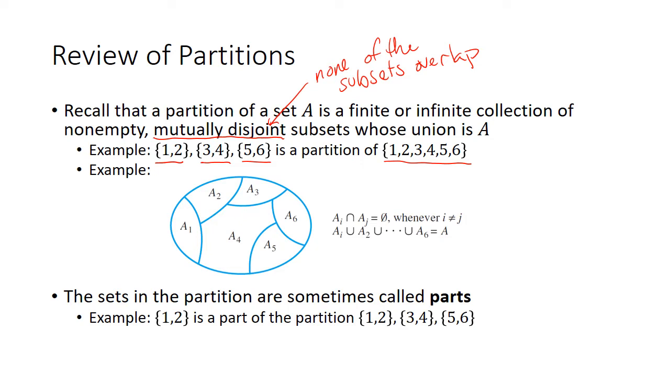Visually, if you want to picture it, this whole big set here would be A, and we've partitioned it into smaller subsets A1, A2, A3, A4, A5, and A6, which do not overlap. So their overlap is empty. Your book didn't mention this, but the sets in the partition are sometimes called parts, and it's useful to have a word to talk about them. For example, {1, 2} is a part of the partition {1, 2}, {3, 4}, {5, 6}.